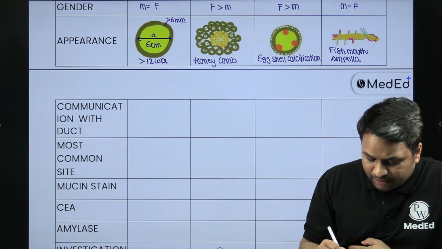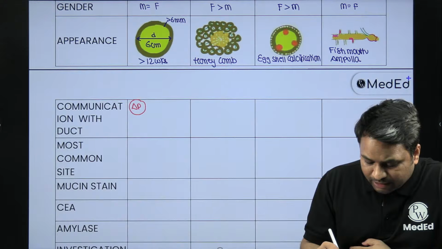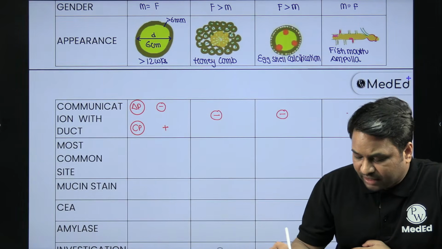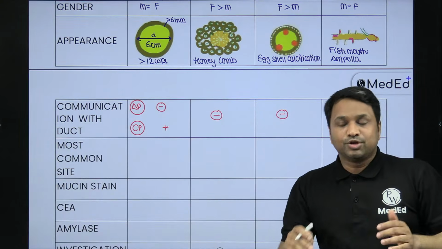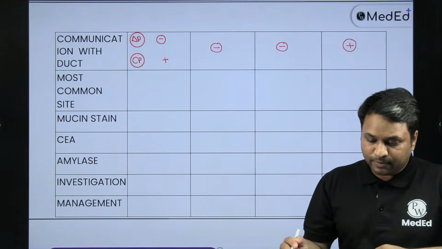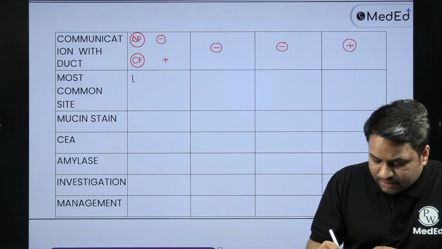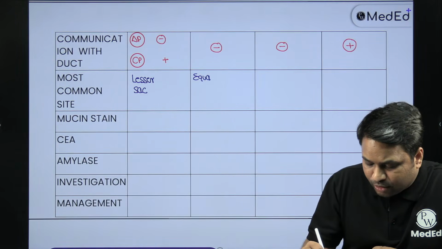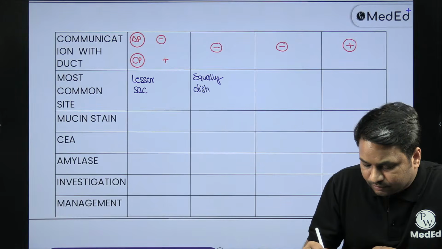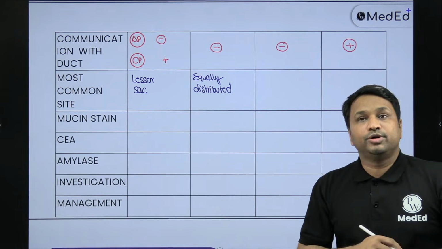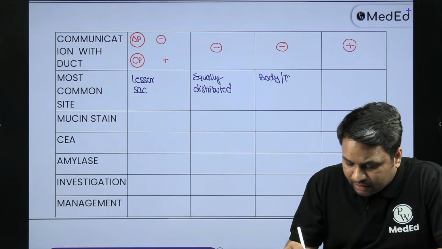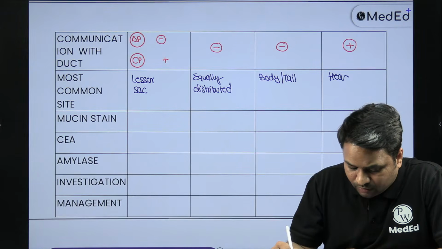Now, in the pseudocyst of the pancreas, if it is associated with acute pancreatitis, there is no communication. But if it is secondary to a chronic pancreatitis, they usually have a ductal communication. The serous cyst and the mucinous cyst do not have any ductal communication. IPMN develops within the duct, so obviously it will have the ductal communication. The most common site for the pseudocyst of the pancreas is the lesser sac. Serous adenoma is equally distributed throughout the pancreas. Mucinous cyst is going to be in the body and the tail of the pancreas. IPMN is more common in the head of the pancreas.